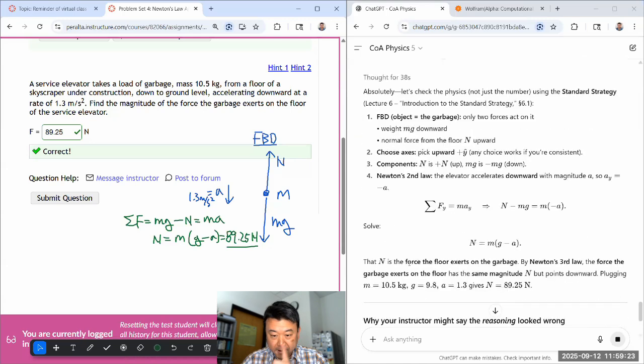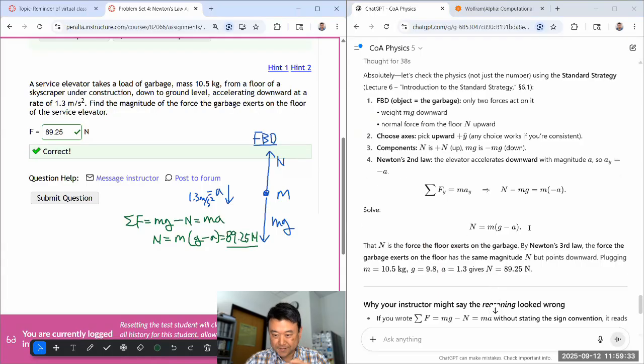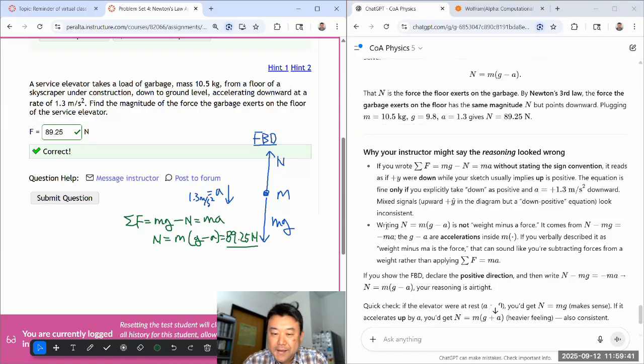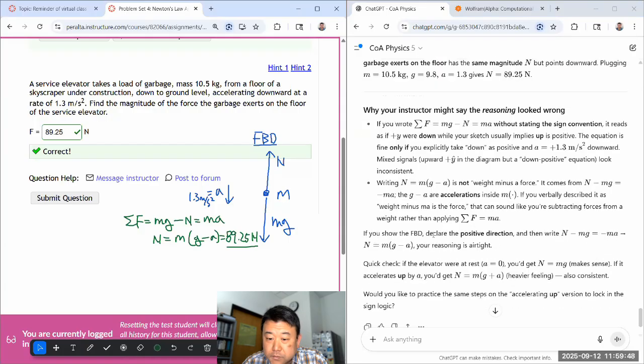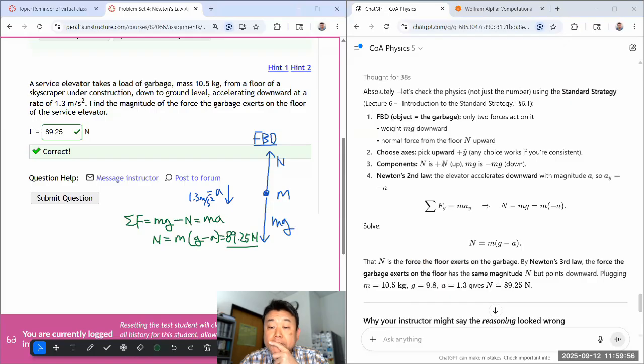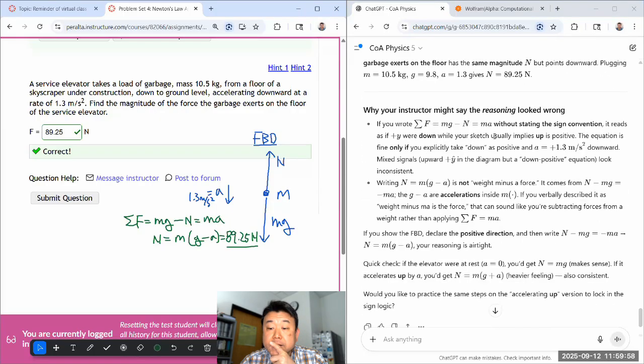So first, N is the force the floor exerts on the garbage. It's asking for the force the garbage exerts on the floor. So by Newton's third law, the force... So that's why the reasoning is wrong. That's fine, I can infer. I think that's fine if you show the free body diagram. Oh wait, let me just read it more carefully. Okay.